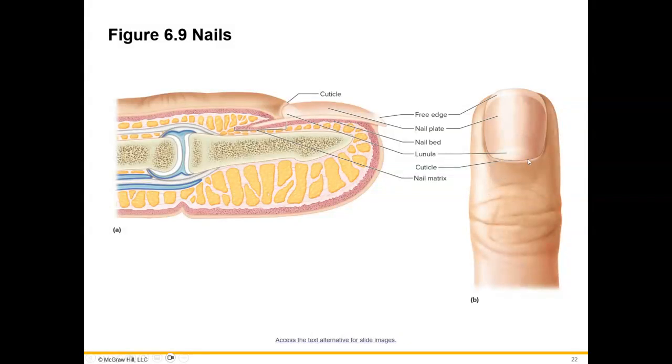Okay, so this shows all those parts again. Here's the cuticle, the lunula. This is all the nail plate. And the nail matrix is right in here.